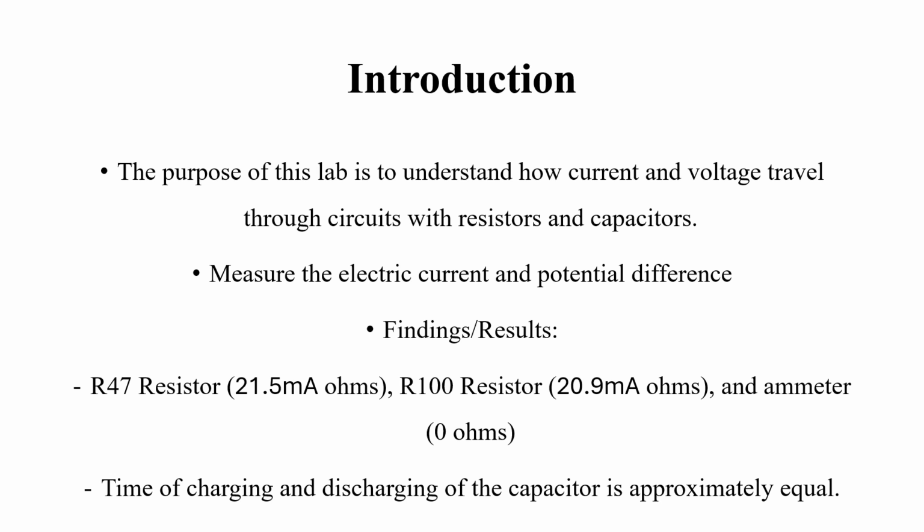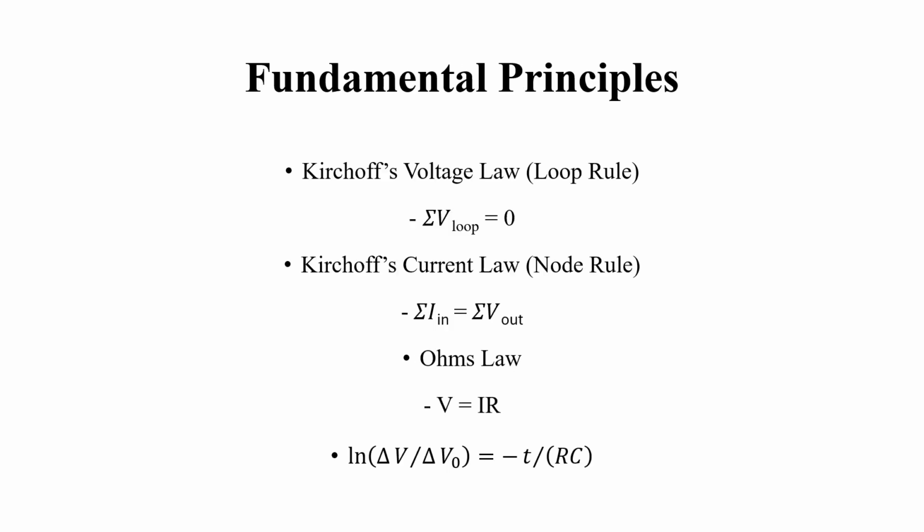The findings and results include the current through the R47 resistor, which was 21.5 ohms, and the R100 resistor, which was 20.9 ohms, and the ammeter, which was 0 ohms. The time of charging and discharging of the capacitor were approximately equal. Some of the fundamental principles include Kirchhoff's voltage law or the loop rule, Kirchhoff's current law or the node rule, and Ohm's law.